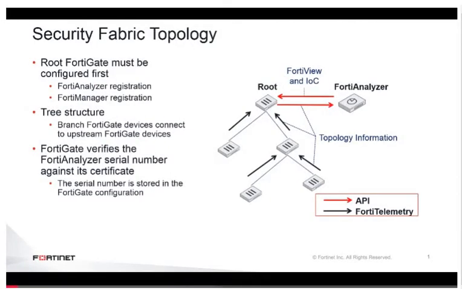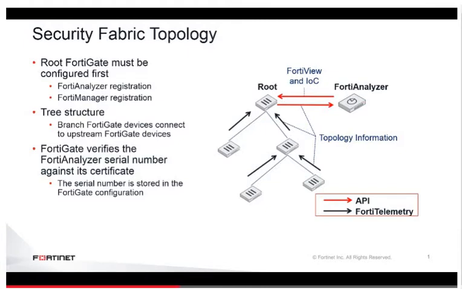The Security Fabric follows a tree model. You must configure the root FortiGate first. This includes FortiAnalyzer registration and, if any, FortiManager registration. The branch FortiGate devices connect to upstream FortiGate devices to form the Security Fabric tree. All FortiGate devices in the Security Fabric must have bidirectional FortiTelemetry connectivity. FortiTelemetry uses TCP port 8013.